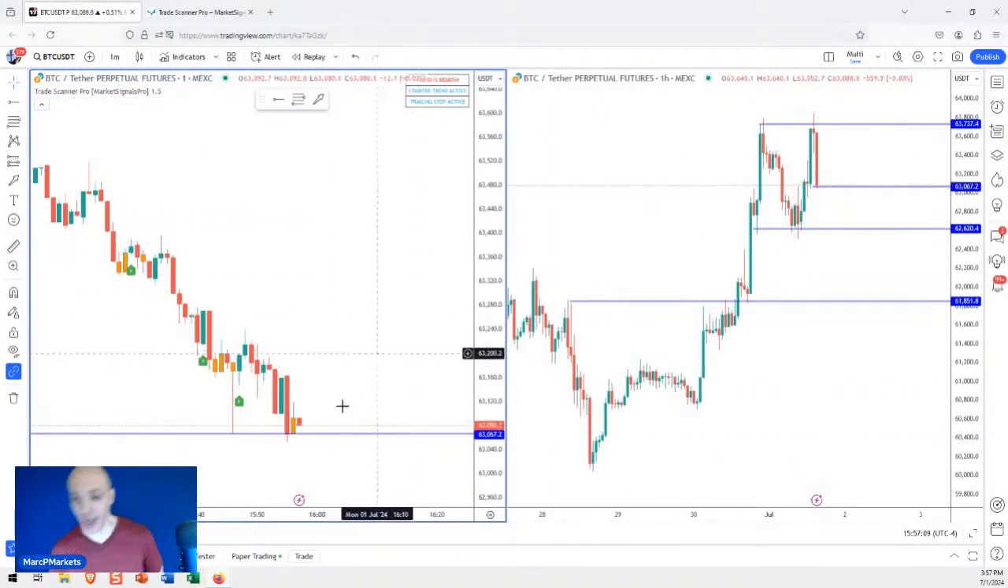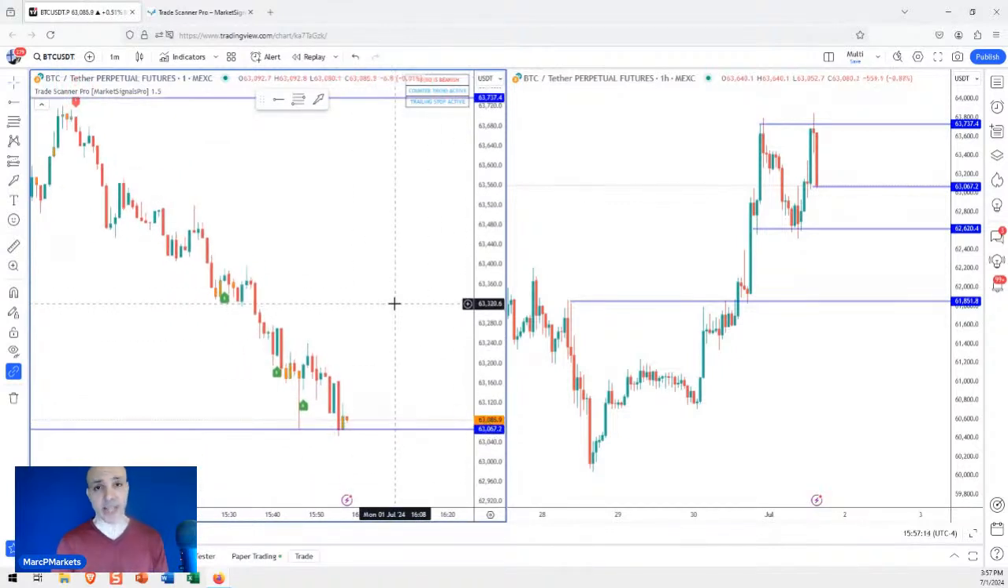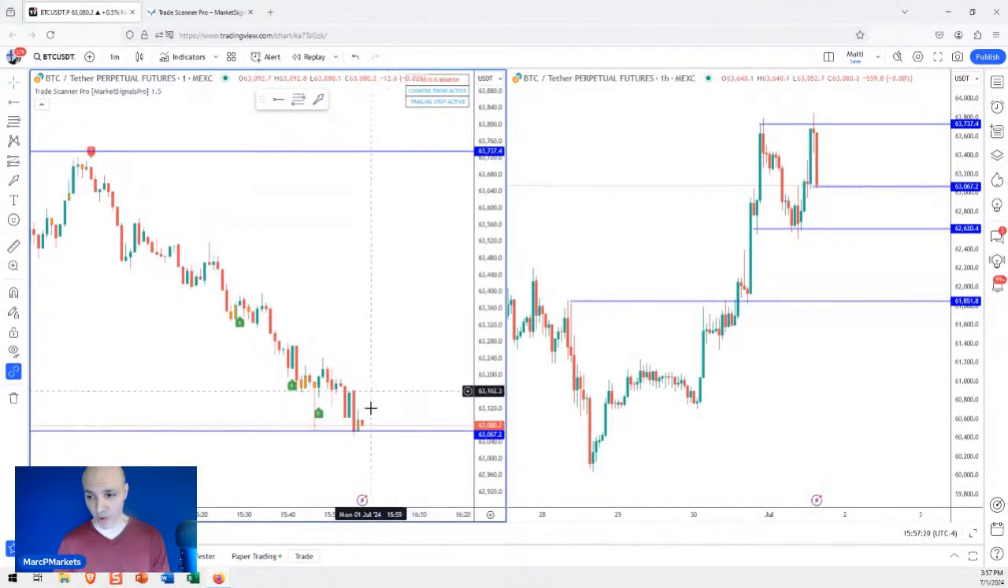What time is it? Okay. I'm going to wait until after 4 o'clock because typically at the market close, 4 o'clock Eastern time, there's usually some type of gyration in Bitcoin, and I don't want to get caught on the wrong side of that.